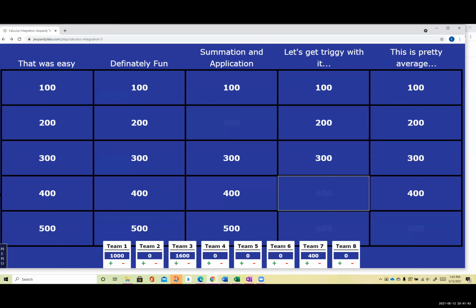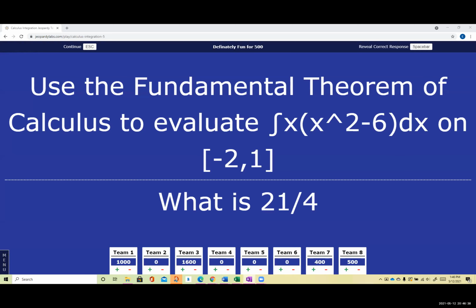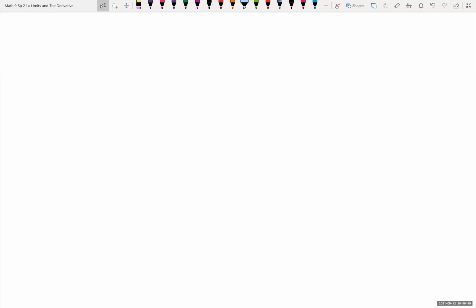So we're going to do fundamental theorem for 500 points: use the fundamental theorem of calculus to evaluate the integral of x times x squared minus 6 dx on the interval from -2 to 1. Okay, so the answer should have been, I don't think you're seeing the right screen, 21/4. And so how to do that?